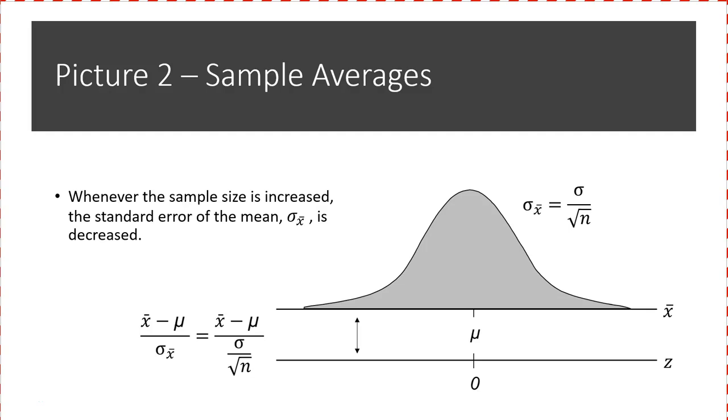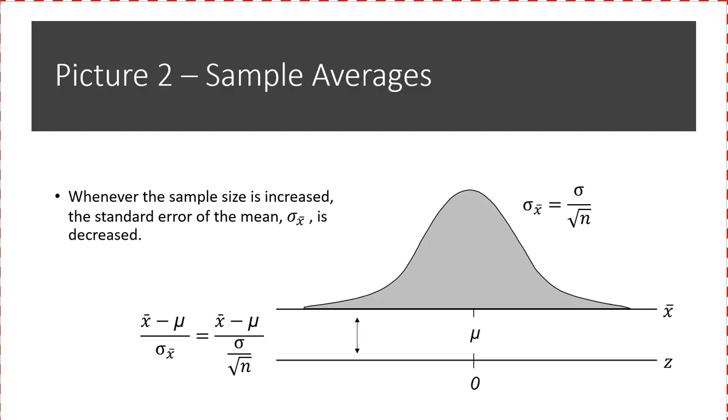So when we look at picture 2, we now see that the standard deviation is the standard error of the mean, which is calculated by dividing the population standard deviation by the square root of the sample size. The other big difference between picture 1 and picture 2 is the location of the X bar and Z axes, which are now switched from where they were in picture 1. In picture 1, you have the x-axis below and the z-axis on top with the normal curve on top. Now we have x bar on top with the z-axis below.